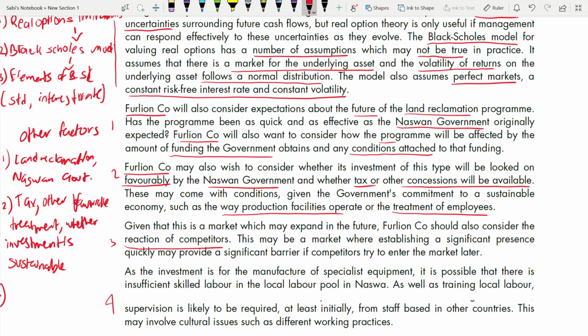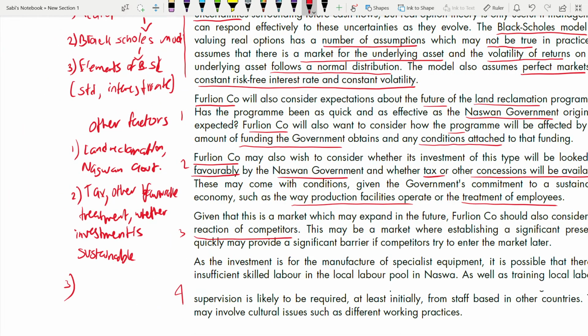So this may be a market where establishing a significant presence quickly may provide a significant barrier if competitors try to enter the market later. All these points you can write on, you can build up on. It's easy. What happens when competitors react? So this could be a significant barrier for you if you have a presence in that market very quickly. So the third one is reaction of competitors. Whenever you have to set up in any industry, you cannot forget about the competitor.